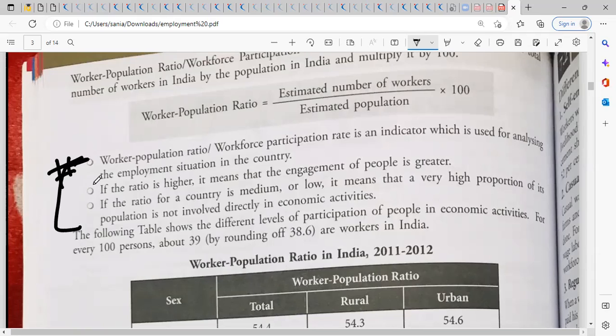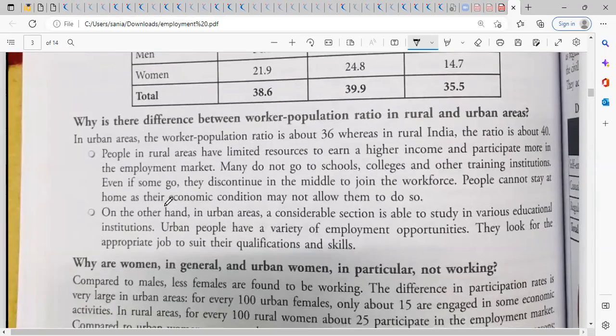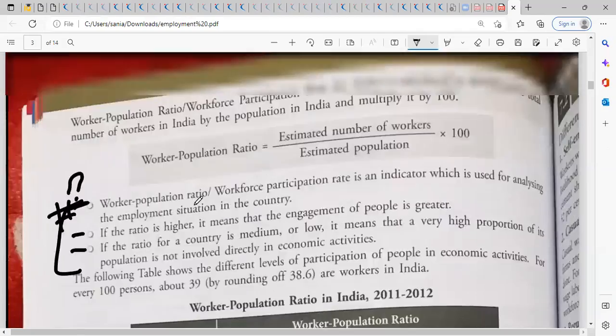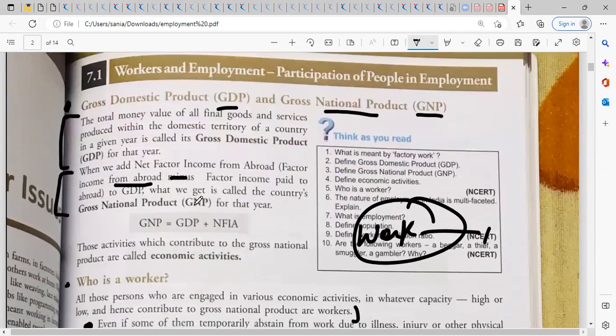So first, why we are calculating it, then what happens if it is high, and what happens if it is low or medium. Clear?